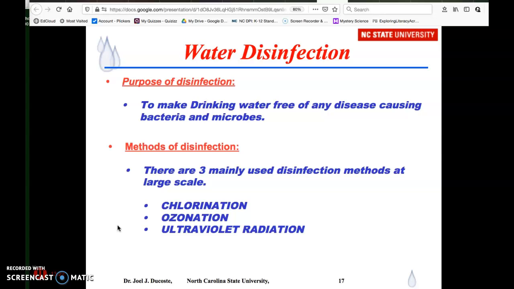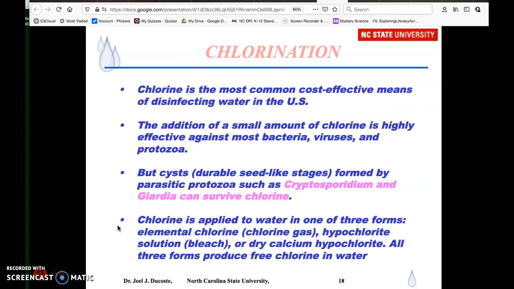We generally have 3 methods for disinfection, and they're the 3 ones that we mainly use on a large scale, but there are other ways as well. So the very first one we already learned about, chlorination, and it's the most common in the US. I do believe, don't quote me on it, I can say with about 75% confidence that your water, if you drink town water, is chlorinated and not disinfected in any other way. But chlorine is the most common cost-effective means of disinfecting water in the US. That's why most of us use it. It's cost-effective. It's not that expensive.